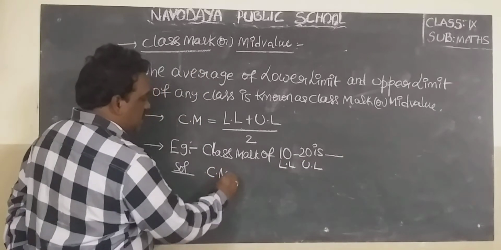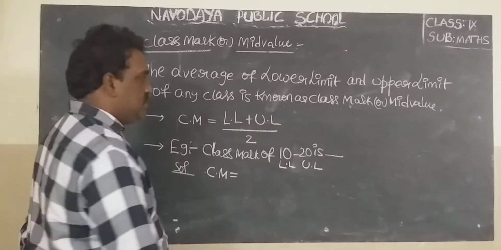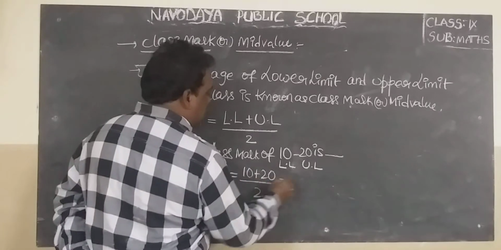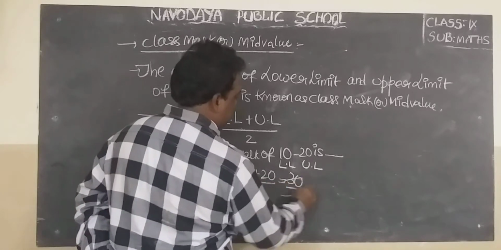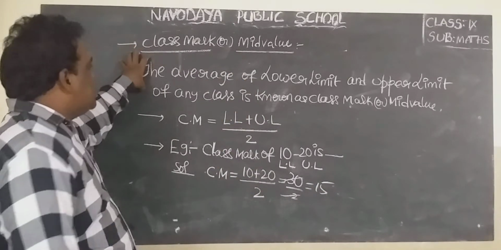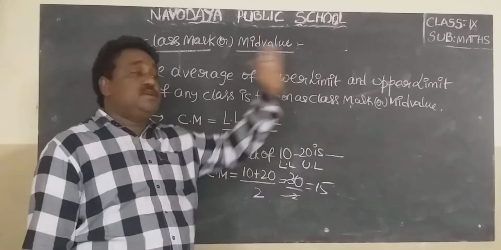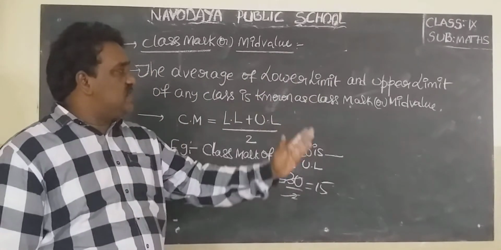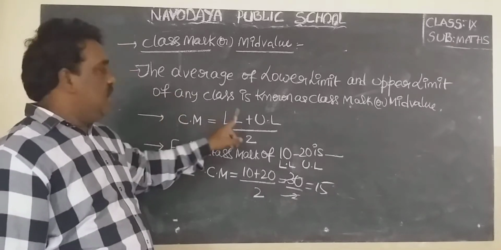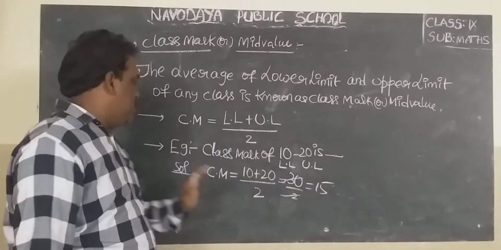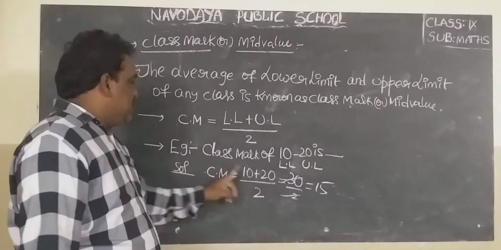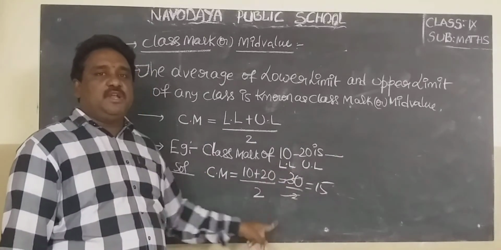Class mark equals lower limit 10 plus upper limit 20 by 2, 30 by 2, 15. That is about class mark or mid value. The average of the lower limit and upper limit of any class is known as class mark or mid value. Class mark, shortcut CM, formula: lower limit plus upper limit by 2. Example, class mark of 10 to 20 is 10 plus 20 by 2, 30 by 2, 15.